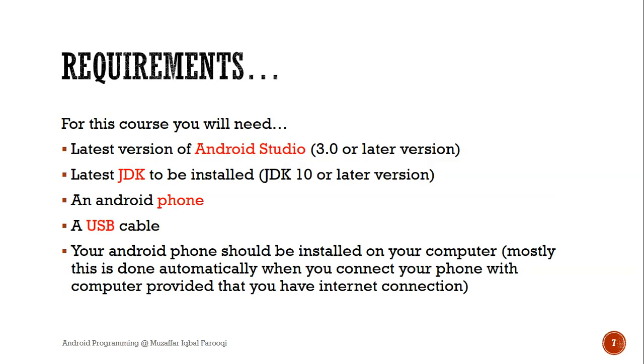For this course you will need the latest version of Android Studio. 3.0 or a later version of Android Studio is recommended. You will also need the latest version of JDK to be installed. JDK 10 or a later version is recommended. You will need an Android phone and a USB cable as well. Your Android phone should be installed on your computer. Mostly this is done automatically when you connect your phone with the computer, provided that you have an internet connection. If you have all these things, then you can start Android programming.